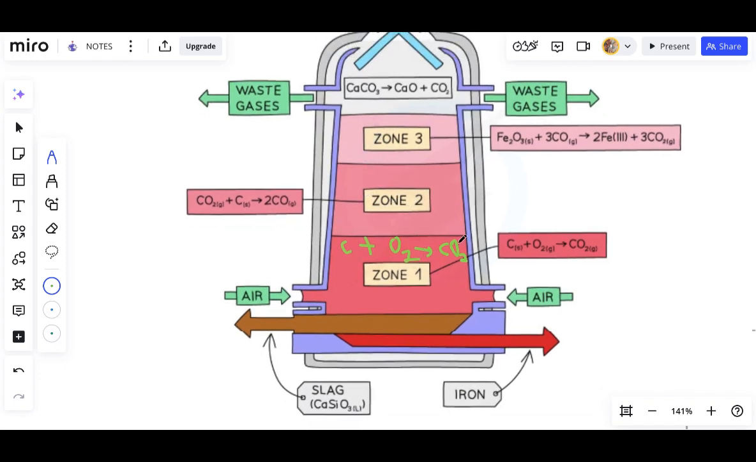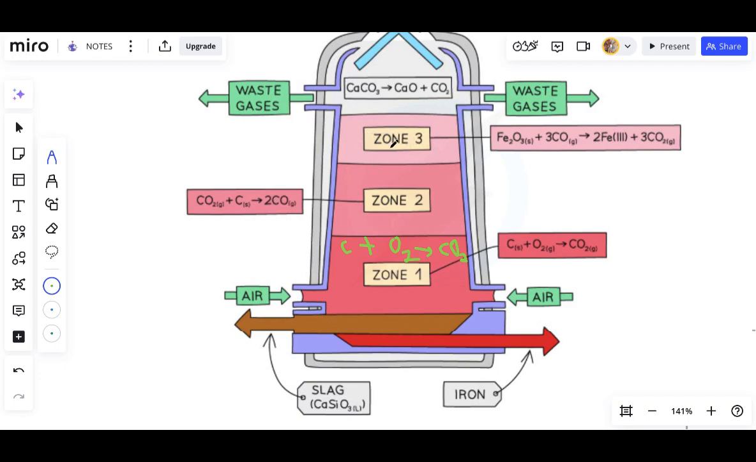Now in zone 2, a good student will take note of these equations and every zone in the blast furnace. In zone 2, the carbon dioxide that we produced in zone 1 reacts with more carbon from the coke to produce carbon monoxide. To produce what? Carbon monoxide. Remember, carbon monoxide or carbon is a reducing agent. They will react with the hematite that has also been sent in to produce molten iron and more carbon dioxide.